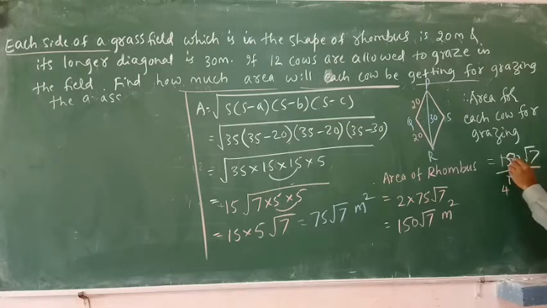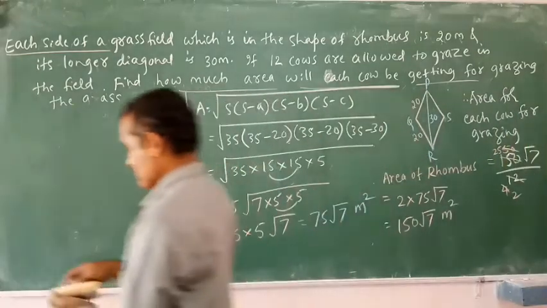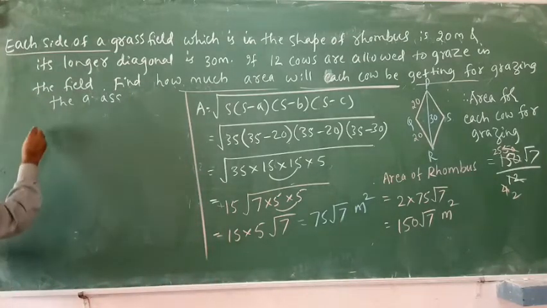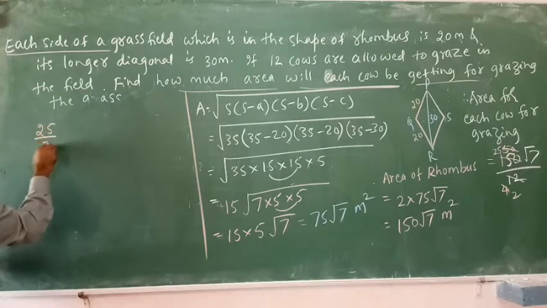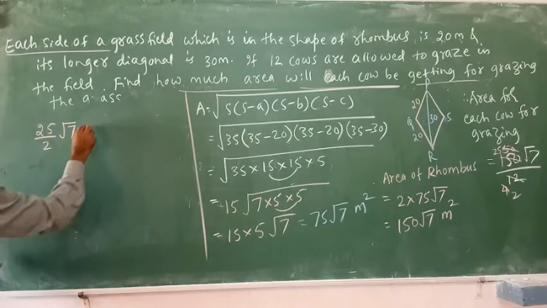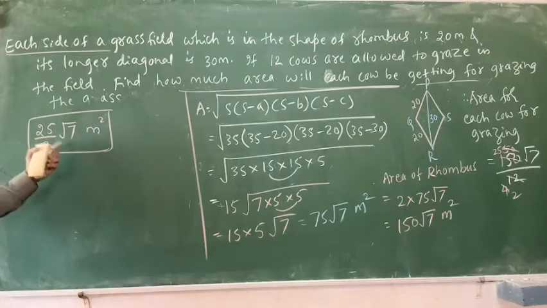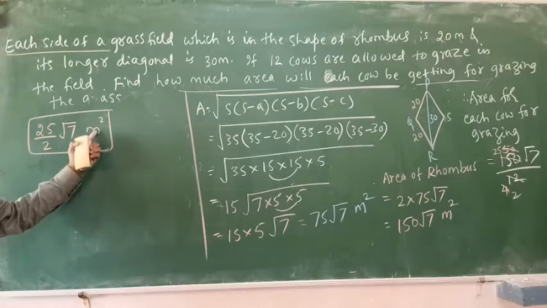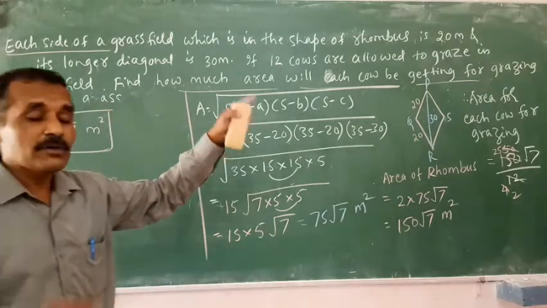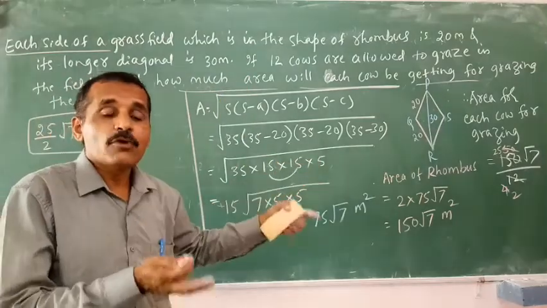3 4s up, 3 5s up, 2 2s up, 2 25s up. Okay, so the answer is 25 by 2 root 7 meters square. This much is the area of each curve. This can be kept as it is, 25 by 2 into root 7 meter square, and that is the area of each curve they are getting for grazing.